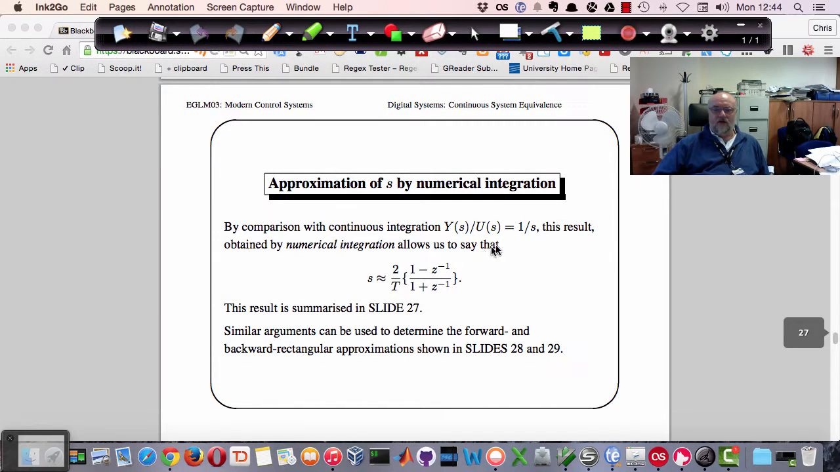And if we realise that's 1 over s, then s is going to be the reciprocal of that expression. So s is approximately 2 over T times 1 minus z to the minus 1 over 1 plus z to the minus 1.